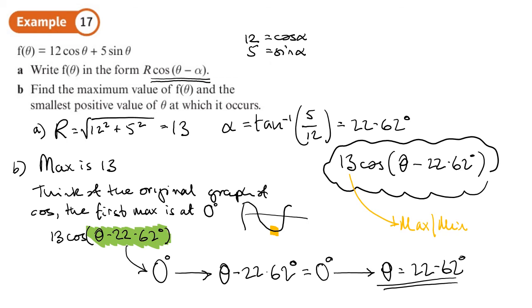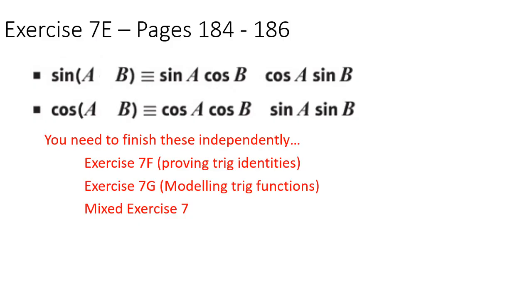let's write it down. So if it was asking about a minimum, let's do it in a different color. It's not asking about a minimum, but if it did, where does the graph of a normal cos graph have a minimum? 180. So I would solve this instead, and that will tell me where the minimum of this graph is. Same principle. Right, we are done.